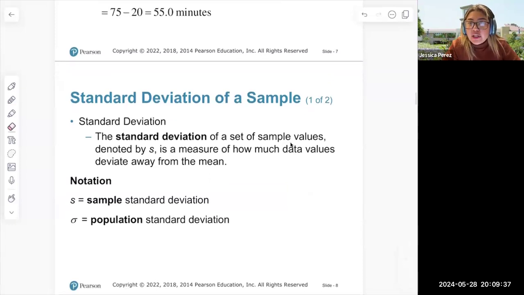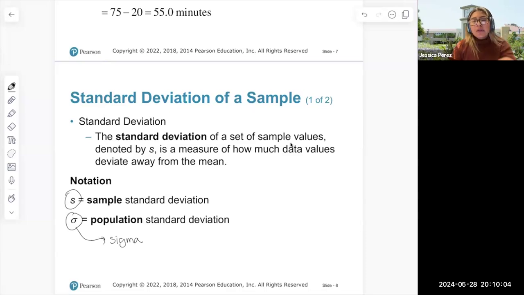The notation S is for a sample. We have two types: remember, there's a sample standard deviation and a population standard deviation. If it's a sample, it's just a little S. If it's a population standard deviation, then we have sigma. So sigma is the population standard deviation.